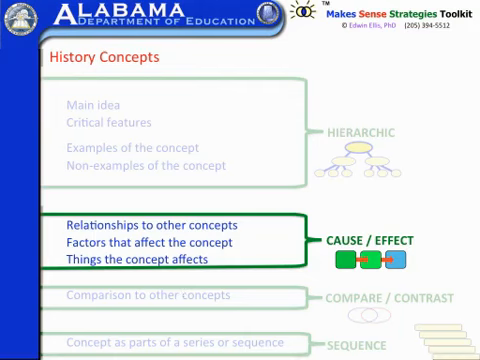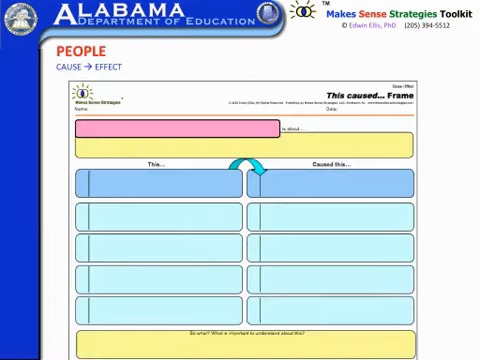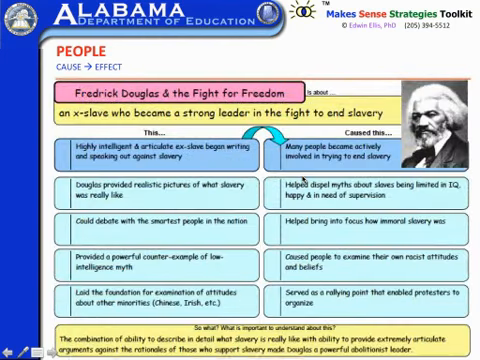I'm going to take a brief look at some cause and effect type graphics. This is a fairly simple one where it's set up, you have this, cause this to happen. And so for an example, Frederick Douglass in his fight for freedom, this highly intelligent and articulate ex-slave began writing and speaking out against slavery, and that caused a lot of people to get actively involved in trying to end slavery.